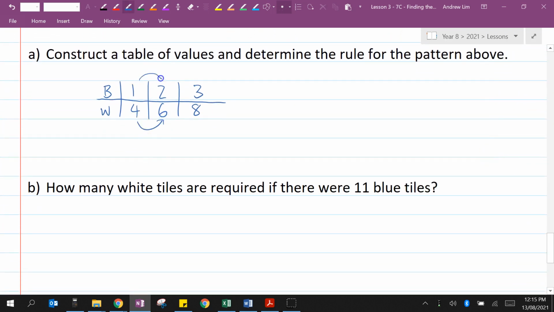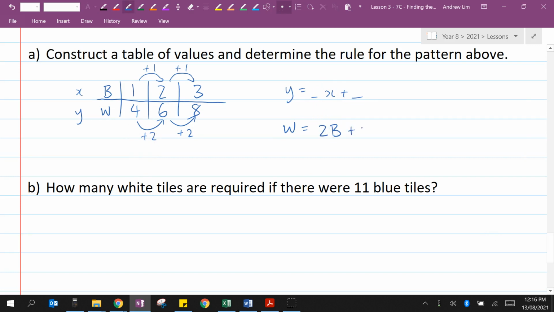Well, for every 1 we go up for blue, what's happening over here? We're going up by 2. So it looks like, you know how we normally do y equals something x plus something? Normally we have x here and y down here. So instead of writing y, we're going to be writing w. The number of white tiles is equal to what number is going to go in front of x, or in this case in front of b? Positive 2.